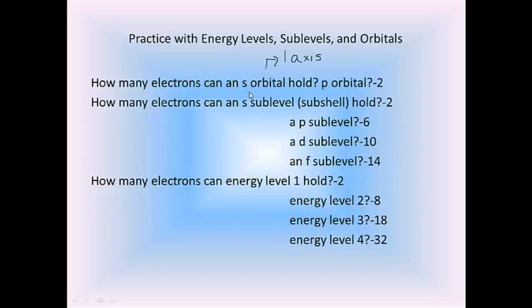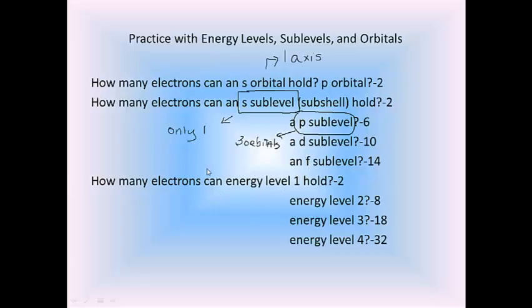So for example, when you're talking about the entire orbitals in all of S, there's only 1. So 2 electrons. In the entire sublevel of P, there are 3 orbitals. 2 electrons per orbital, 6. D, there's 5. F, there's 7. So that correlates with those.